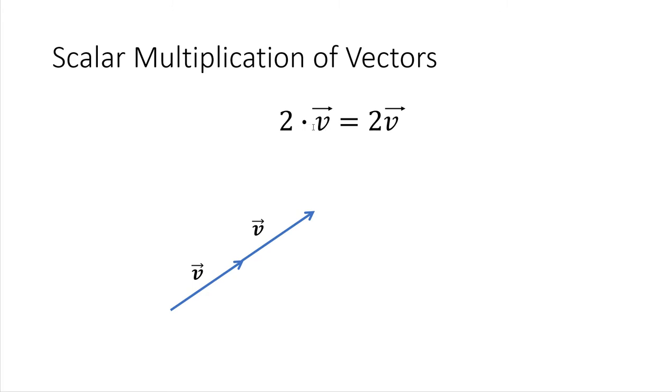But scalar multiplication of vectors is very common, and scalar multiplication is just like scalar multiplication of anything. What is a scalar? It's just a number. It's just one piece of information. It's 2 in this case. A vector is 2 pieces of information.